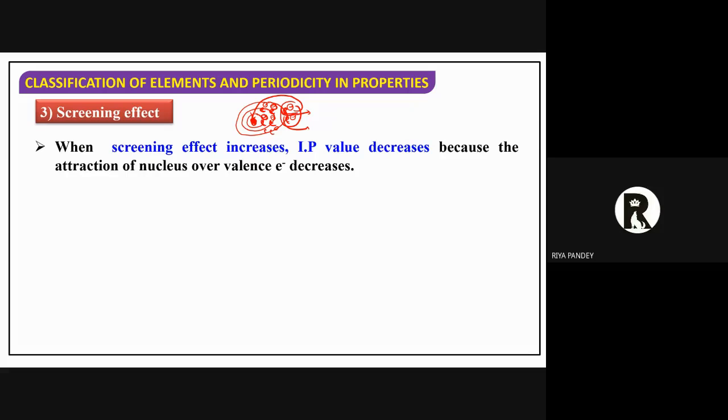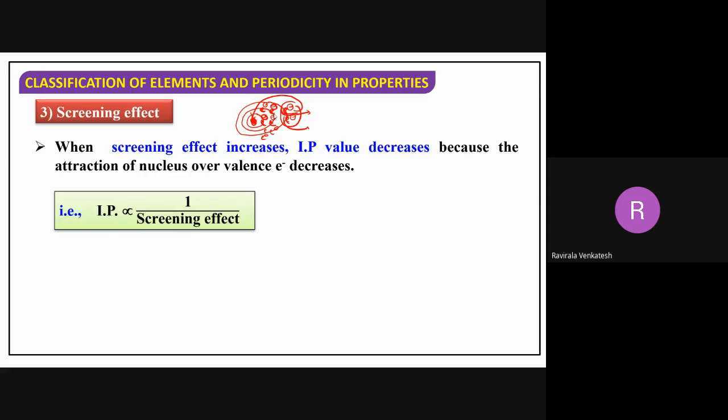Sir, inversely. More screening effect, more screen is there. More inner electrons are there, so more screen will be there. In that case, what happens? We can remove electrons very easily. So it will be inversely proportional.